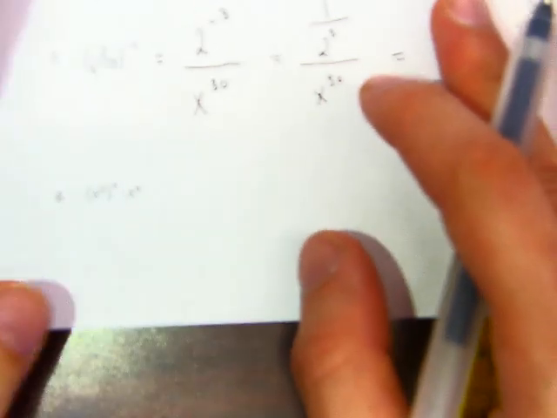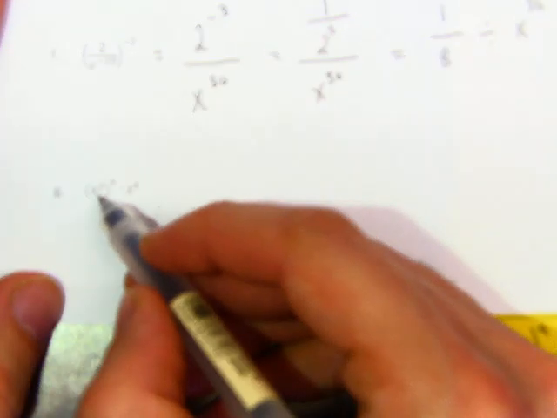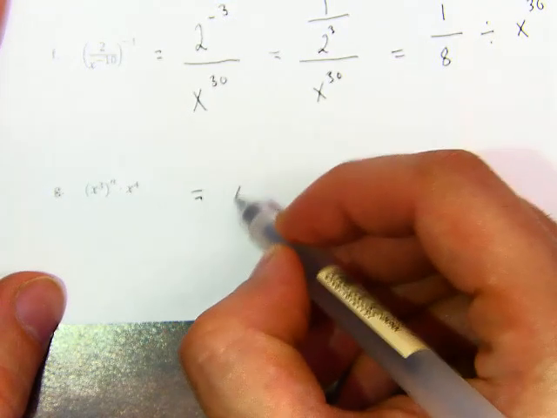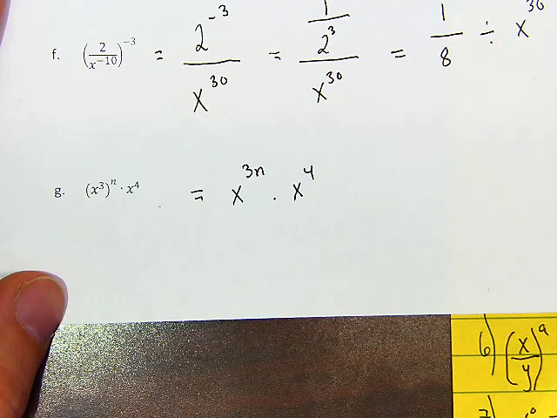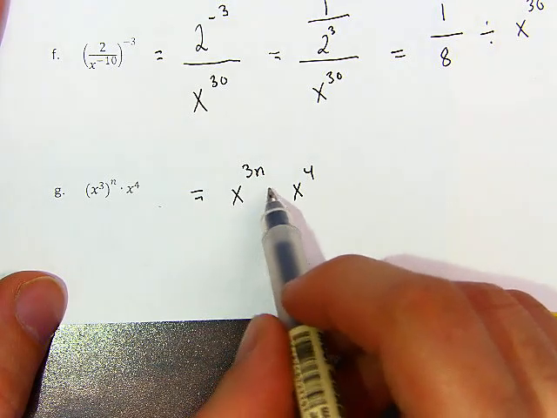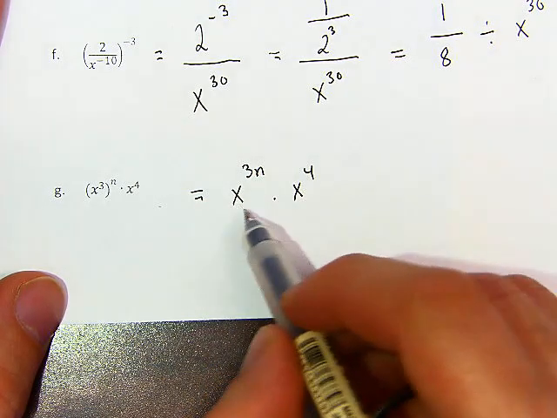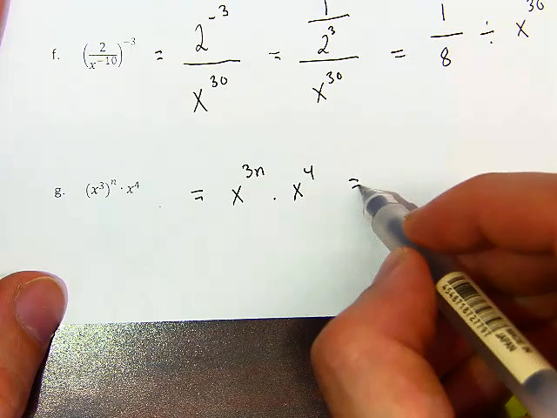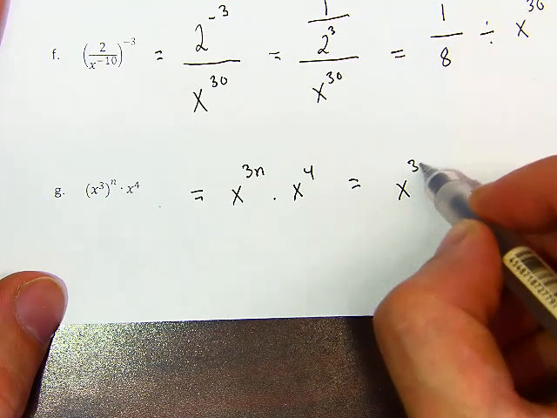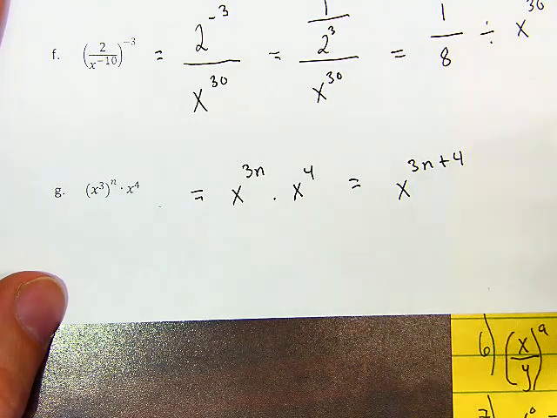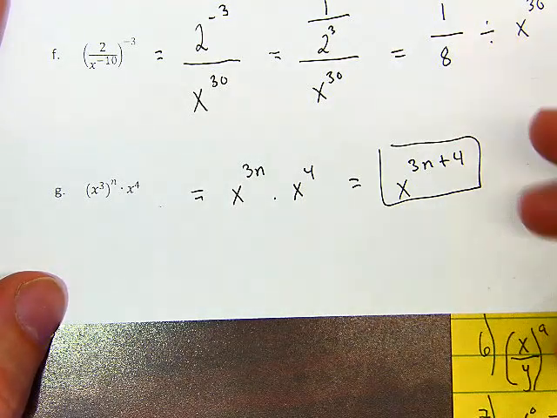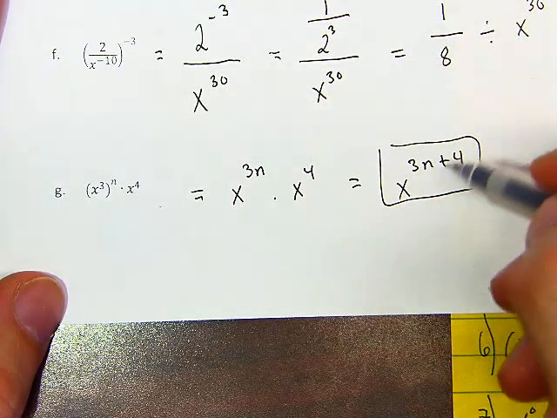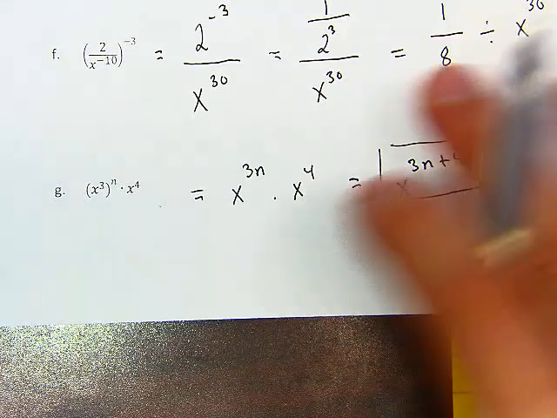let me fix the angle. All right, so here this becomes x to the 3n times x to the 4th. And notice that once you have this, you're just following the rules. If the base is the same, then you add the exponents. Can you add 3n plus 4? You can't combine it, so you just leave it the way it is. And this is okay to express it in such a way that you can't simplify it anymore, right? Excellent.